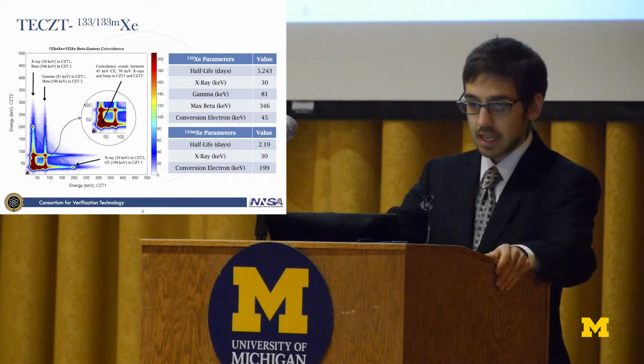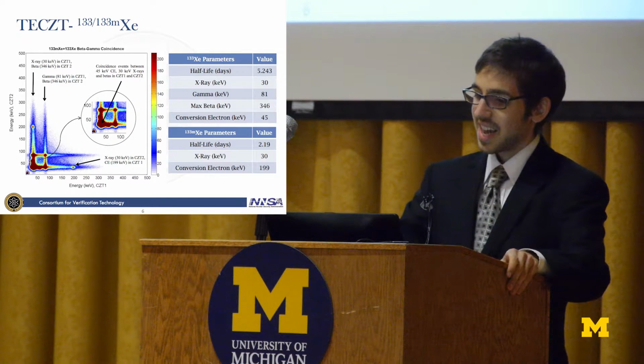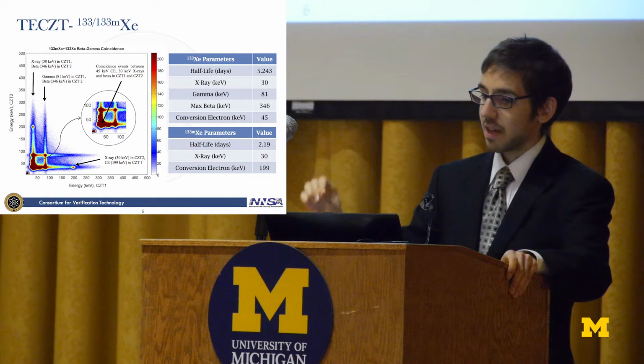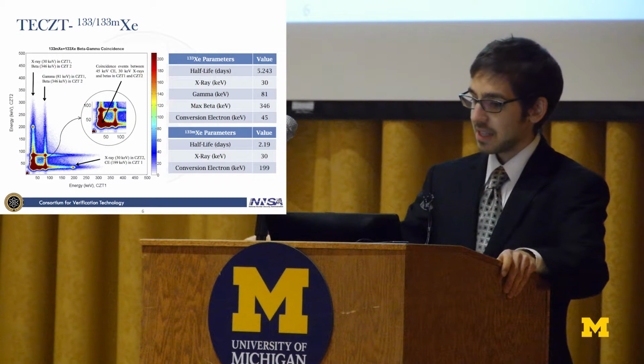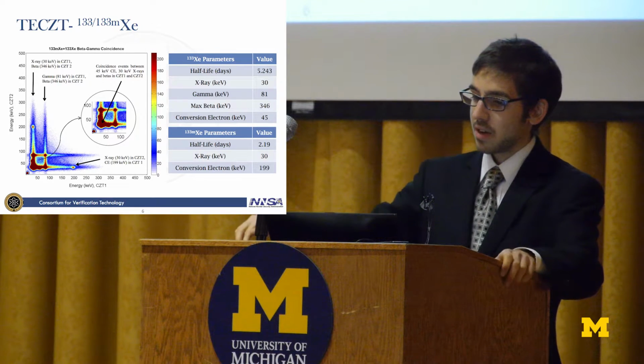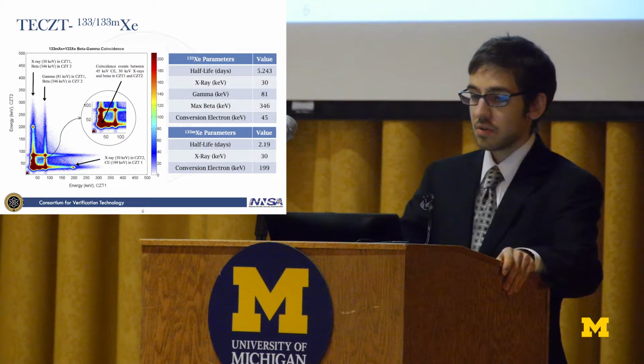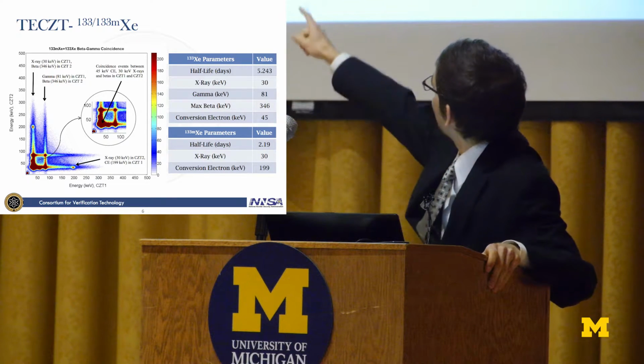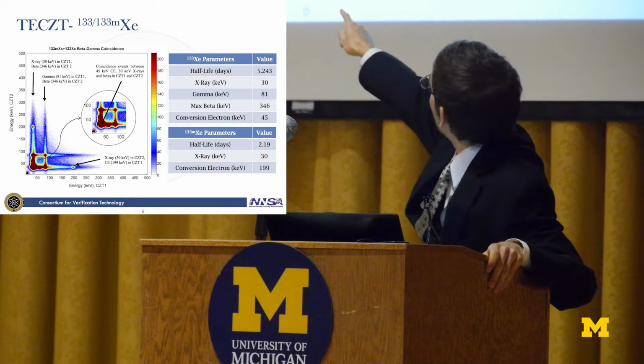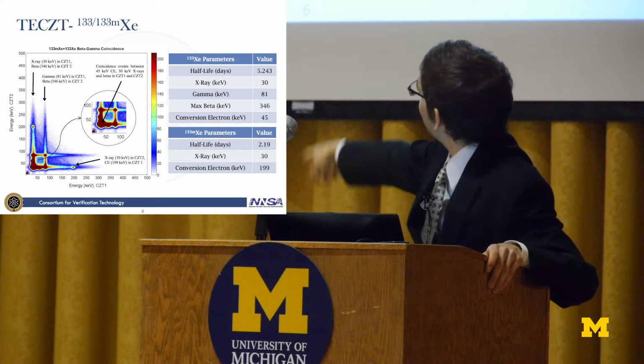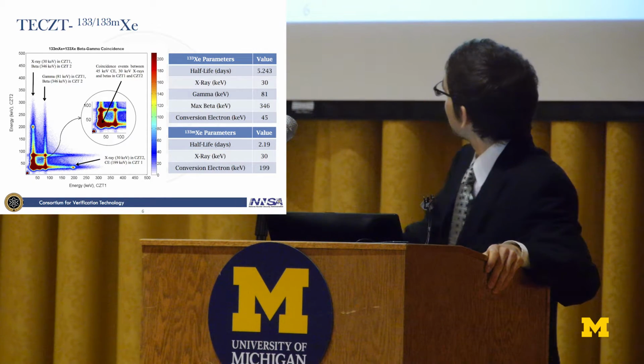We also expect to see little blobs where the conversion electron from xenon-133m is in coincidence with the 30 keV X-ray. And we do see those blobs in the middle of the beta spectrum located at 30 keV.